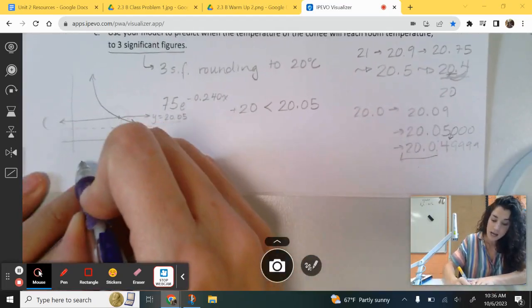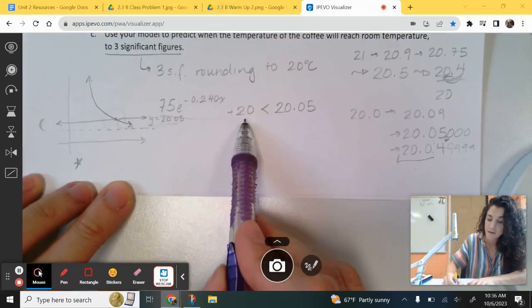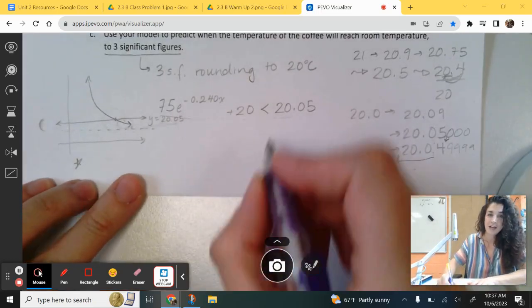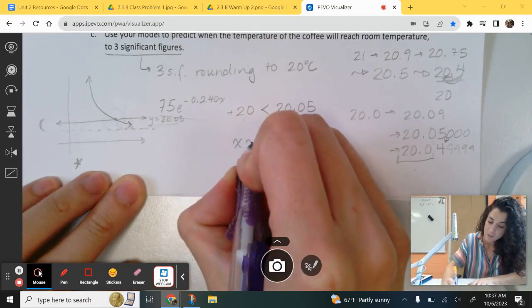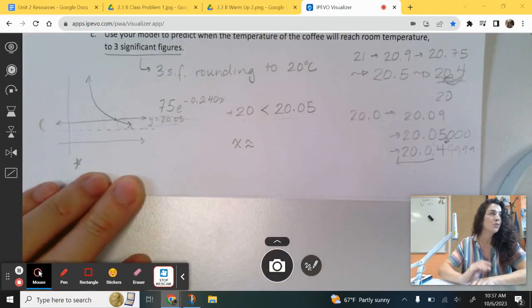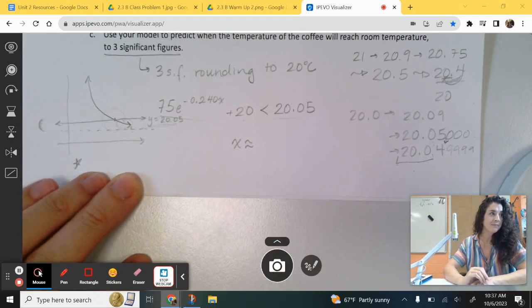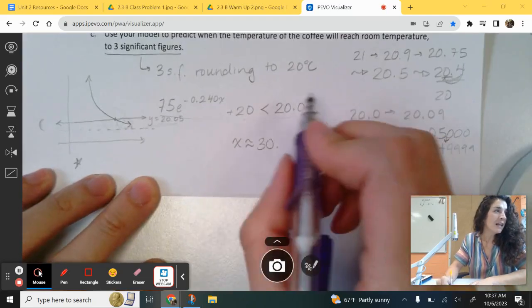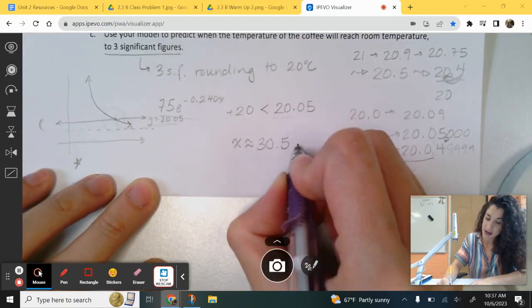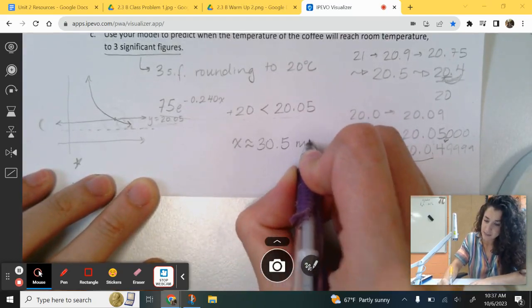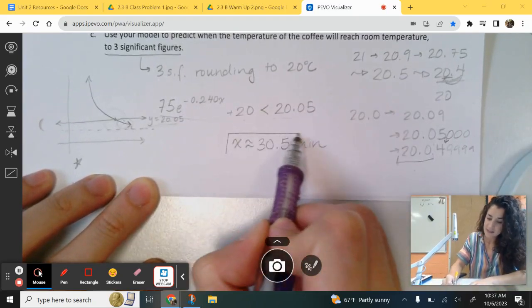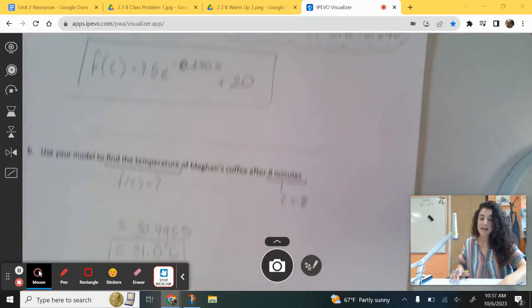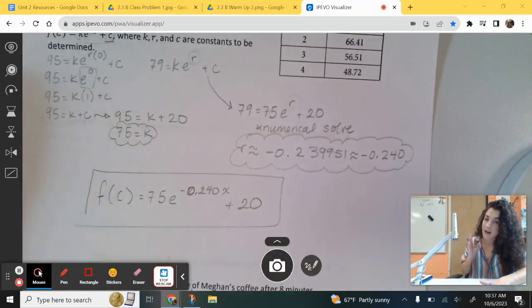So I want you to go ahead and find that intersection, right? You're going to graph this, you're going to graph this, you're going to find the x value of that intercept. So at what x value would we get to room temperature? You should get something like 30.5, and it's minutes. Yes, it's minutes. And that's your answer.